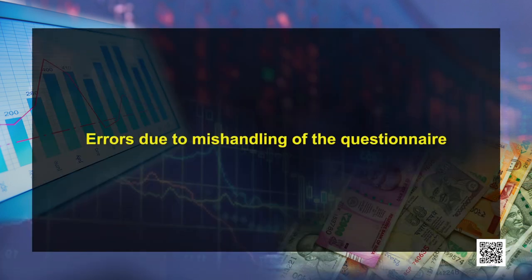Number 2. Errors due to mishandling of the questionnaire. The enumerator or the respondent may misunderstand or misinterpret some question in the questionnaire. Since the scale of operation is large in such a survey, a large team of enumerators has to be employed. All enumerators may not be equally efficient. Some careless ones may not take their job seriously even after intensive training.